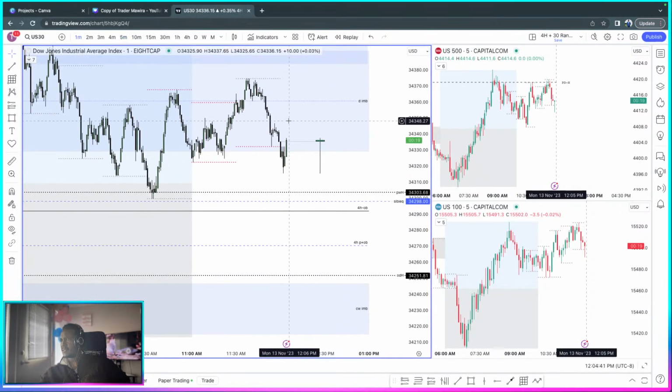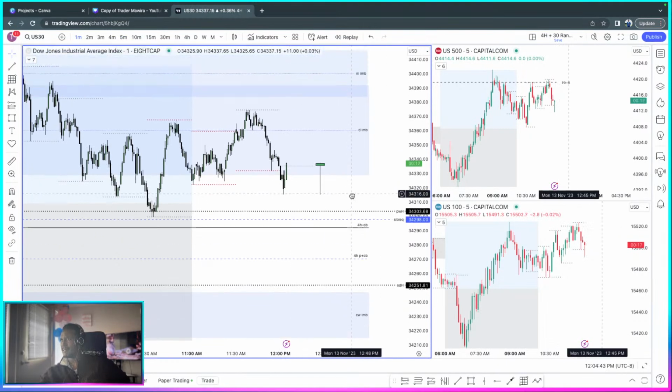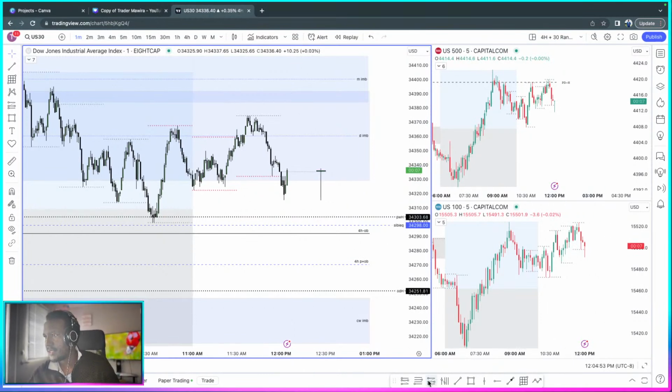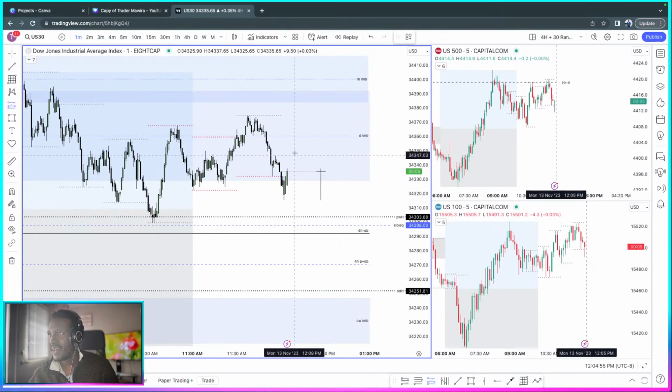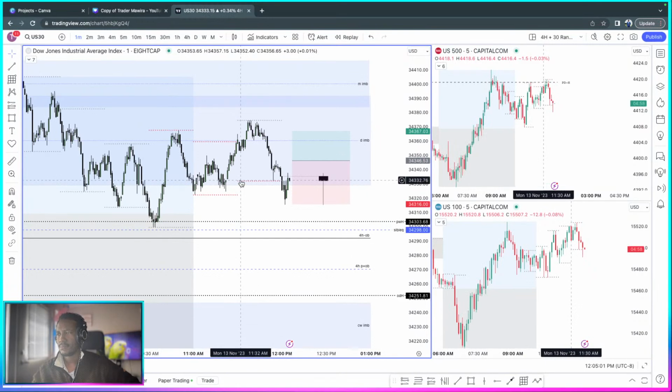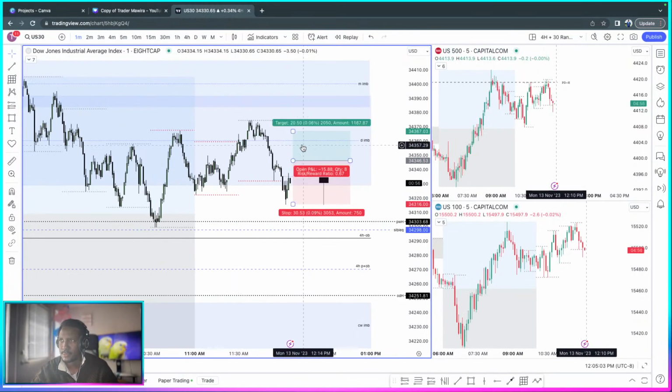I love that rejection to the upside. Do I trust it? No, I don't. Should I take it? Yes. But then again, this right here is my entry criteria that has been met. So whatever high they create should be my entry. My stop loss right there. But we are in the blue zone, which means not a good area to buy.